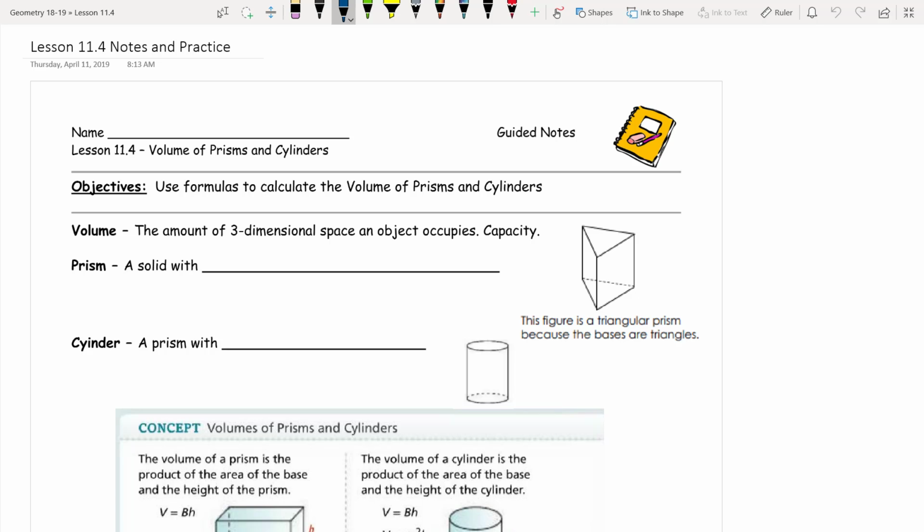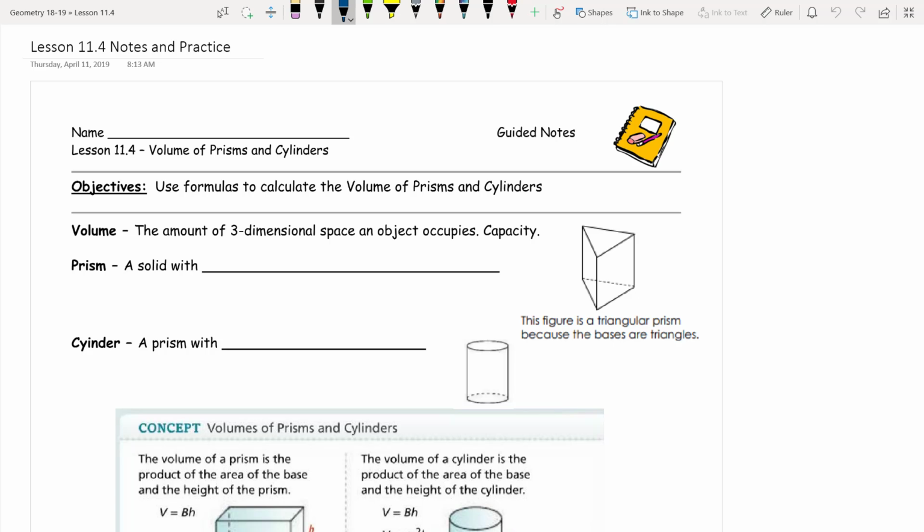Mr. Marone here. It is lesson 11.4, which is where we start our 3 sections on volume. And we're going to start with prisms and with cylinders, and mainly because they kind of coincide. So when we look for volume, we're looking for how much space is inside of a 3-dimensional figure. So we have 2 types that we're going to look at today, the prism and then the cylinder.